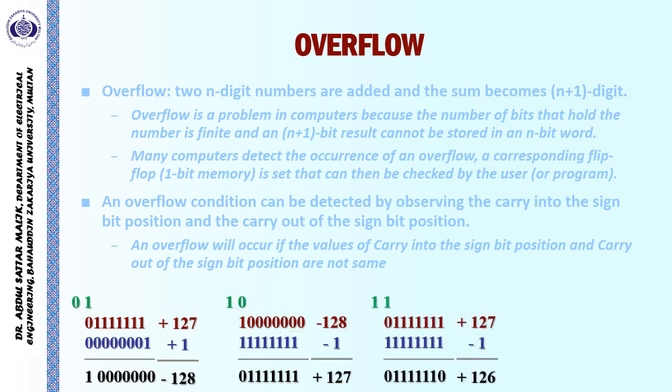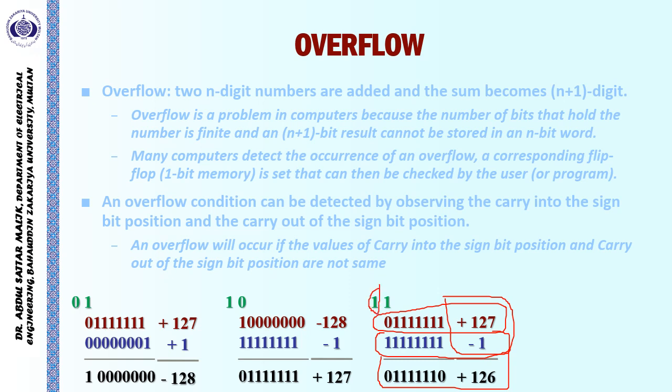Let's take yet another example. In this case, we have taken the first number as +127 and the second number, whose decimal equivalent is -1. Obviously, the sum of these two numbers is +126, and when we add these two numbers, the result is +126. Now, interestingly, there is a carry.